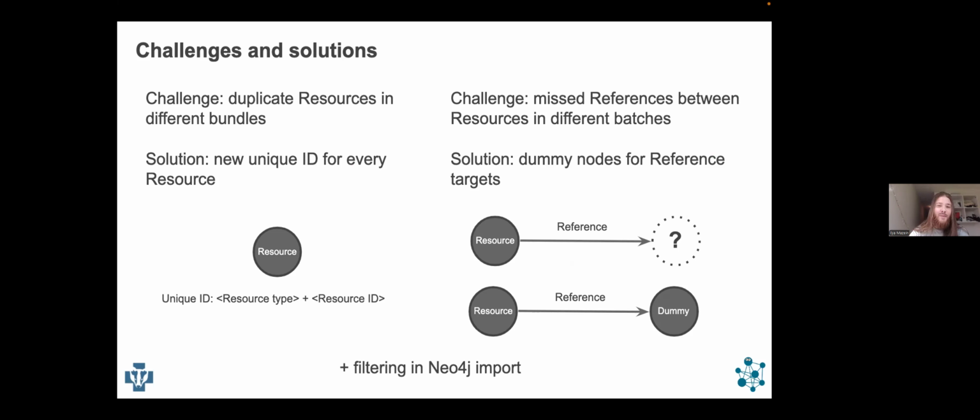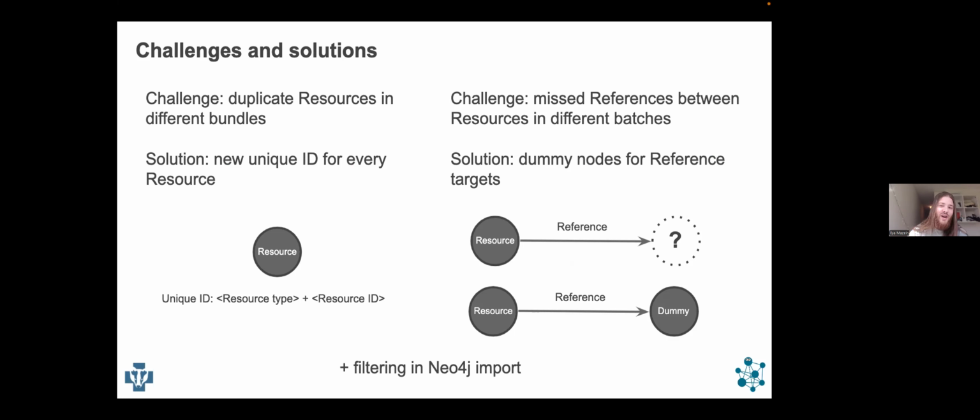Now, the solution that we came up with for this was to implement a new unique ID for every resource, which has a structure of resource type plus the resource ID. And in the end, once all of these batches have been processed and are imported into the final graph database in Neo4j, these unique IDs are filtered, making sure that only one unique instance of every resource is kept and no duplicates are found anymore.